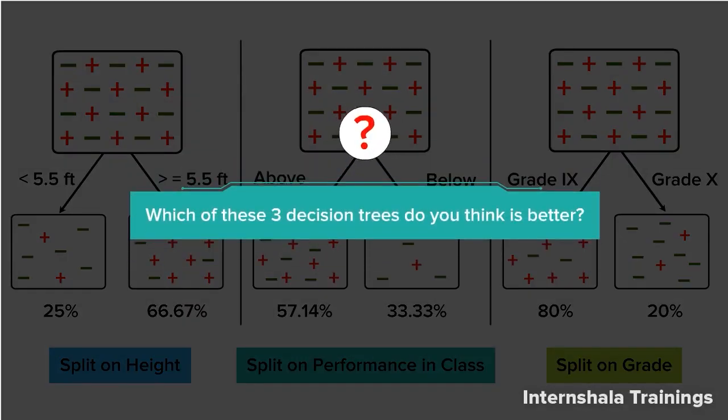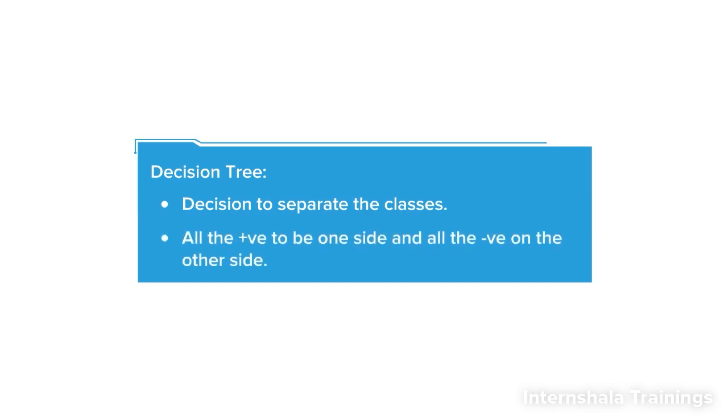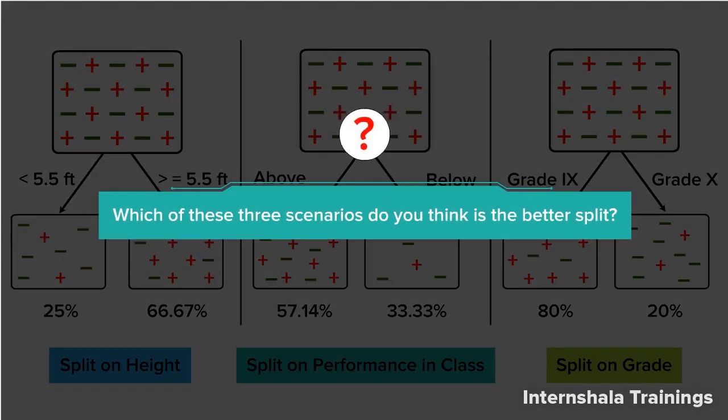So which of these 3 decision trees do you think is better, or we can say, which is giving more confidence to the teachers while predicting the behavior of students, whether they will play cricket or not? But before we answer this, please consider the following. In decision trees, what we want is to have a decision that can separate the classes, in our case, play cricket or do not play cricket, completely. So, we want all the positives to be on one side and in one node, and all the negatives to be in the other node. So which of these 3 scenarios do you think is the better split?